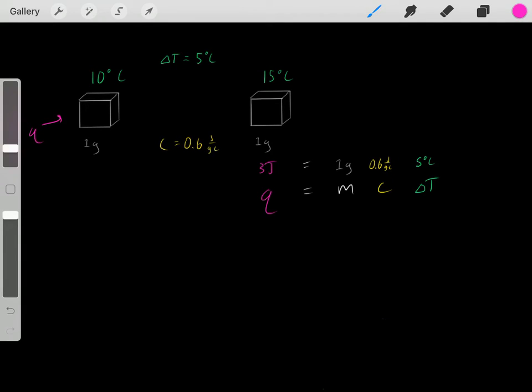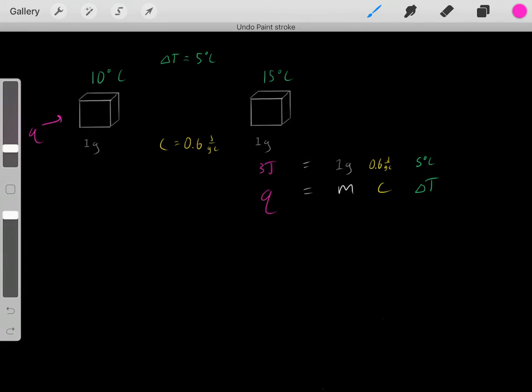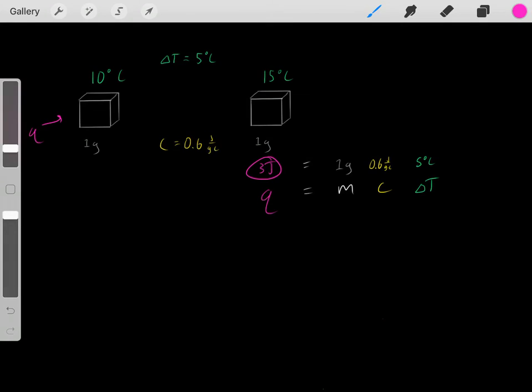So again, what this tells us, if we have an object with this mass, with this specific heat capacity, and its temperature increased by 5 degrees Celsius, we must have added 3 joules of heat. That's the only amount of heat that could have been added to cause this change in temperature under these conditions. But really realize the way this formula works.